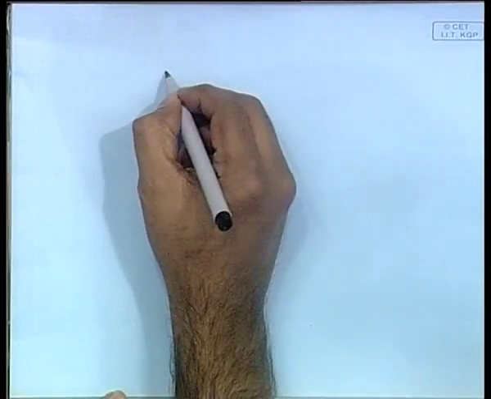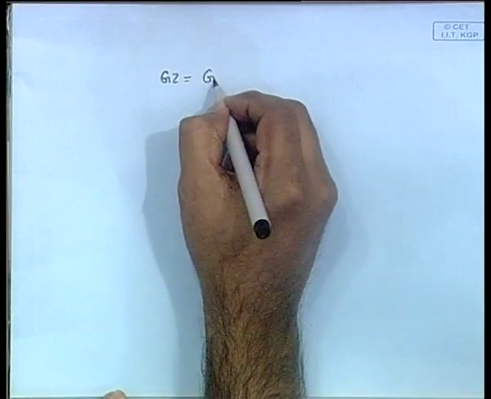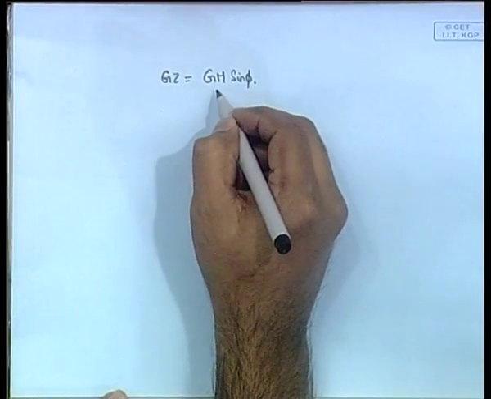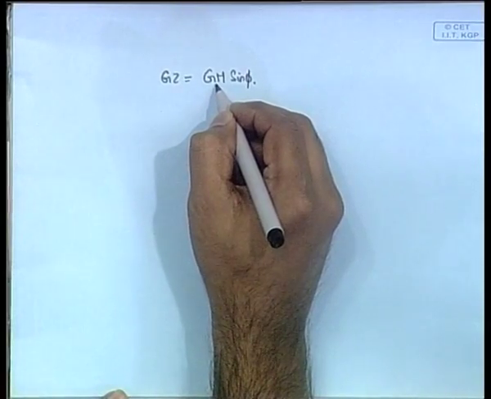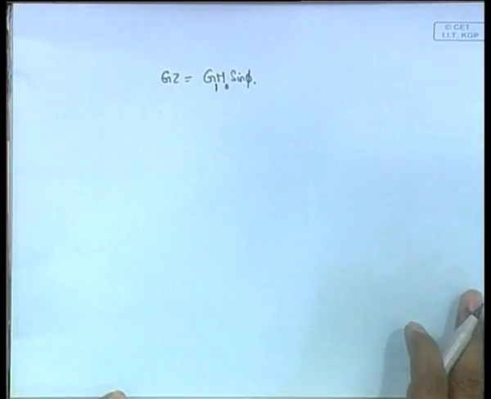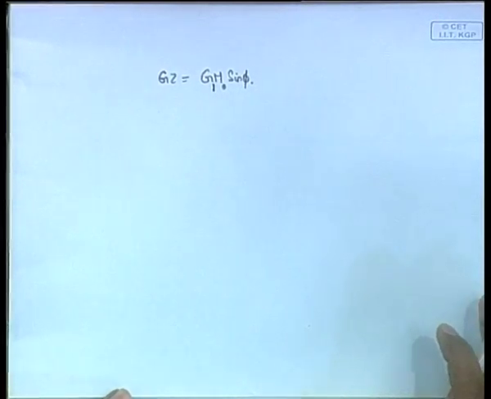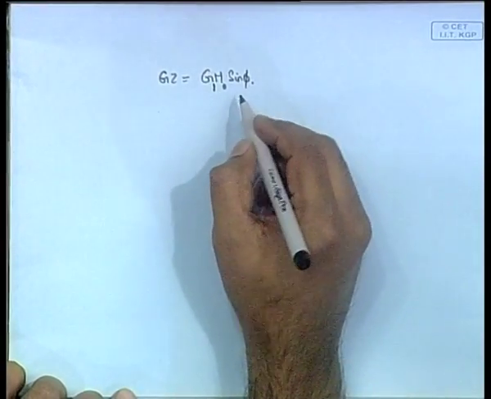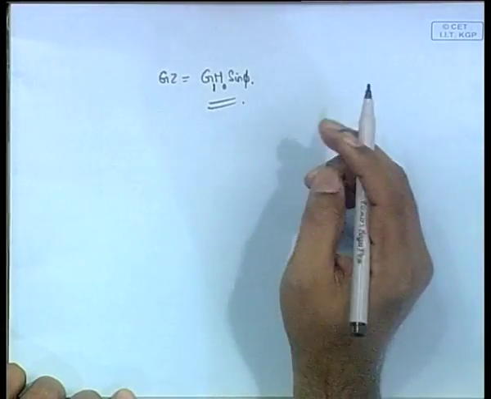So GZ is, and you just need to know the formula. We need to put it as G1M0 sin phi, that is all. GM sin phi, you just need to know which GM it is. This will give you your righting arm, and from that you get the righting moment. So this you need to find out.